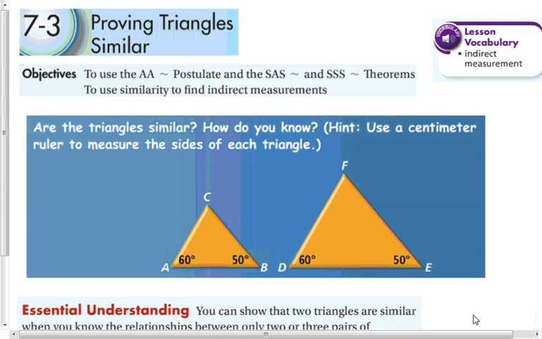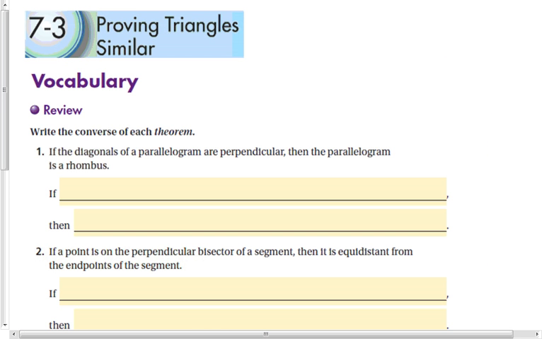Hey students, in this lesson we are going to prove triangles are similar. We're going to use the AA, angle-angle similarity postulate, and the side-angle-side and side-side-side similarity theorems. These are different than the theorems we use to prove triangles congruent. Go ahead and do the review there. I'll check back with you.